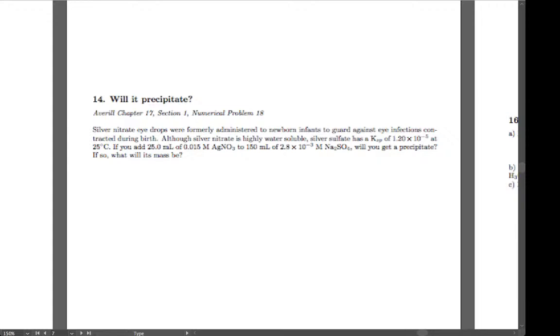The mass? Wait, what? The mass? Well, that's interesting. Unfortunately, I can actually think about this. Silver sulfate. Oh, okay. I guess the first move that I would do is to make this into a reaction.